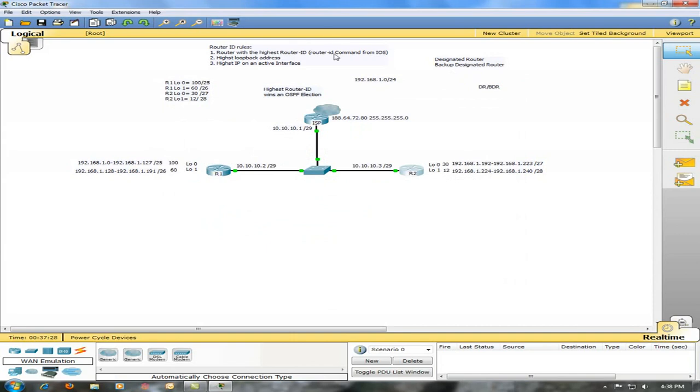Okay, so the highest router ID wins an OSPF election. Well, what if I want ISP to be the designated router? Because these are my LANs, I don't want them bogged down. ISP doesn't have that much to do. What can I do? I can configure OSPF priority, in which case the highest priority wins.